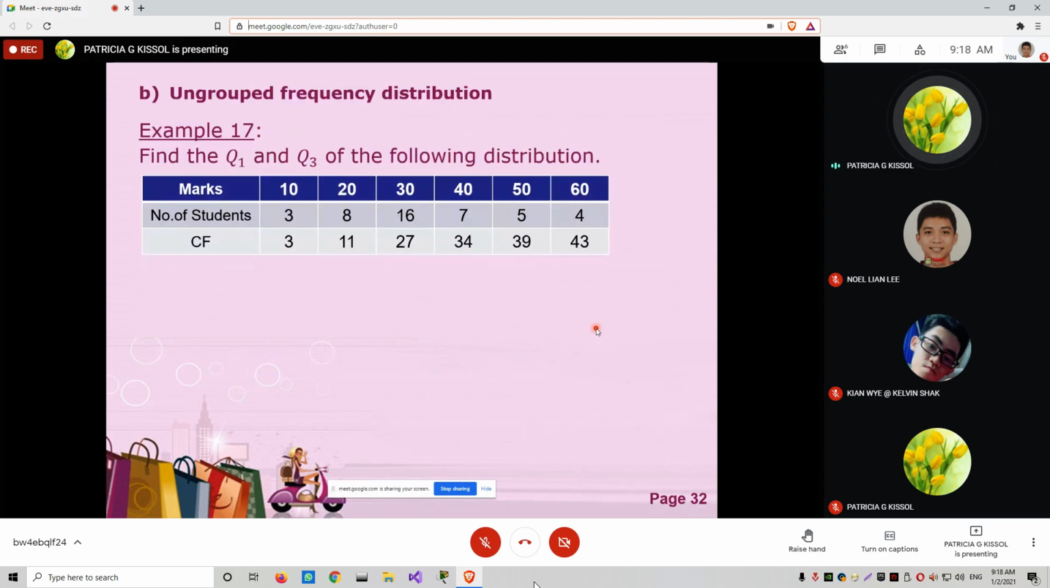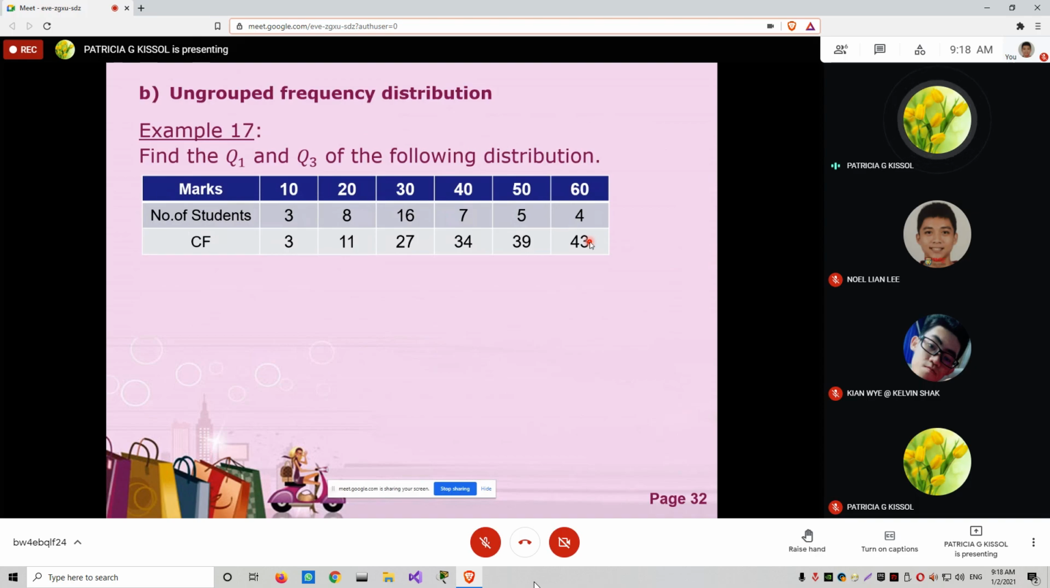The next one is ungrouped frequency distribution. This is slightly different because you see we have a frequency value here. The marks are given up here in the darker blue. Number of students is the frequency, and CF is the cumulative frequency as we go to each category. And how do we find the Q1 and Q3 for these?